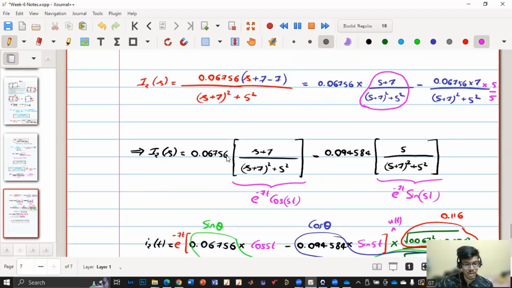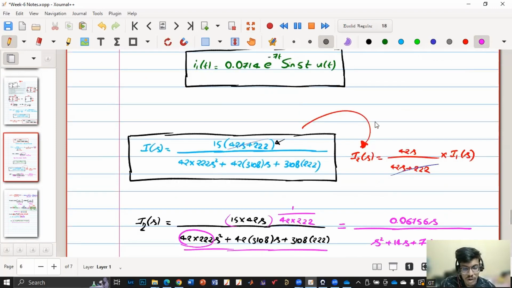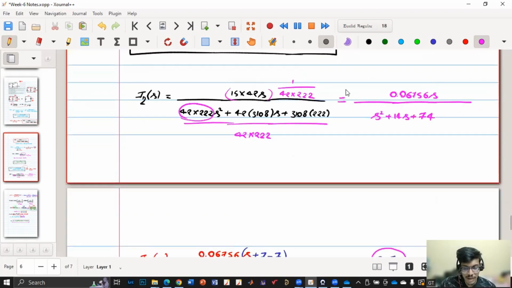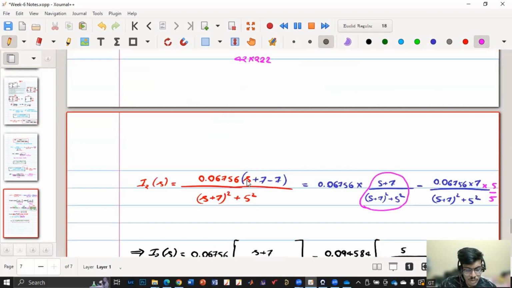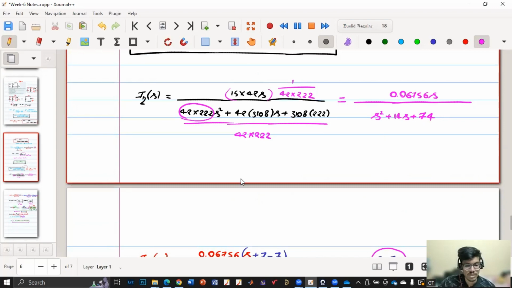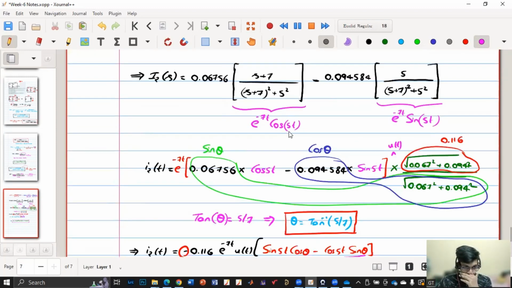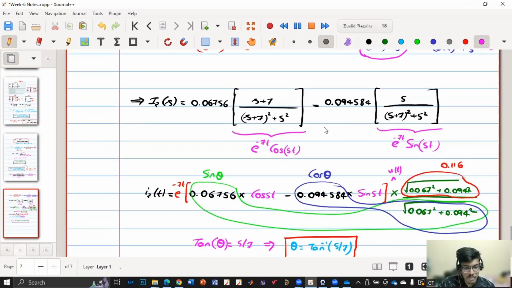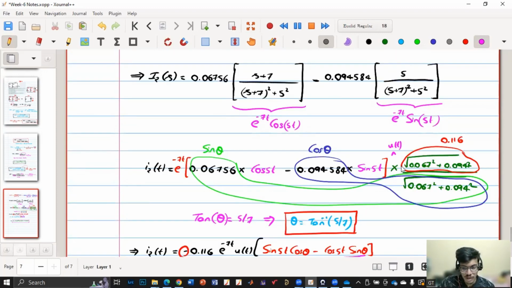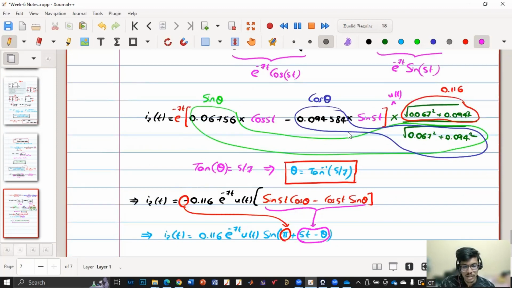To summarize, from the I of s, we got the I2 of s expression, and then we realized that the numerator s means it is in the cos form. So we have added plus 7 minus 7 and segregated both the terms. The first term is for cos and the second term is for sine. Then these constants we have replaced by sine theta and cos theta. In order to do that, we have multiplied by square root of a square plus b square, so that this term is cos theta and the other term is sine theta. Then we calculated tan theta by this constant a by b. So theta is tan inverse a by b, which is here 5/7.